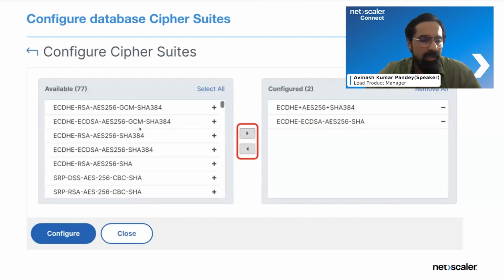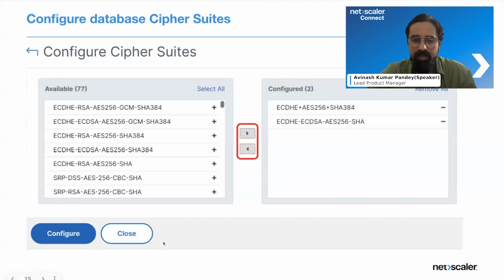You can choose your ciphers from the left window and move them to the right, and if you want to delete something, you can just select that and use these toggle buttons to add or delete the ciphers. So basically whatever is configured will remain, and if you click on configure, it will get configured.